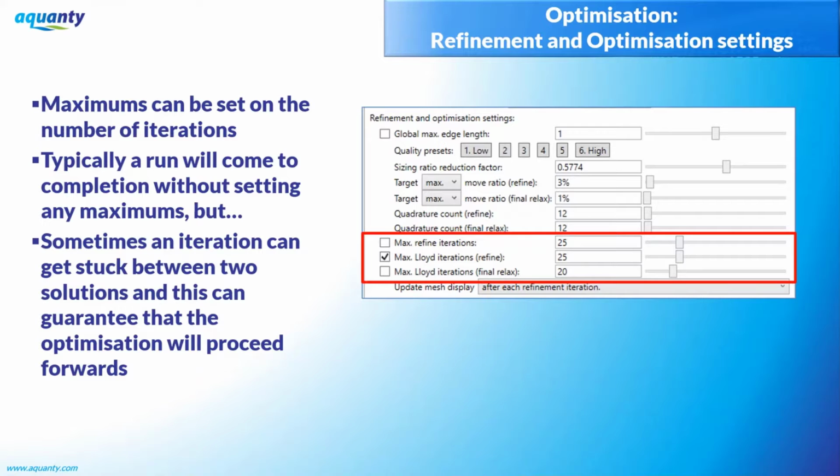So in this panel, you can also set some maximums on the number of iterations. Typically, a run will complete without setting any maximums, but sometimes an iteration can get stuck between a couple solutions, and setting some maximums here can guarantee that the optimization should proceed forwards.